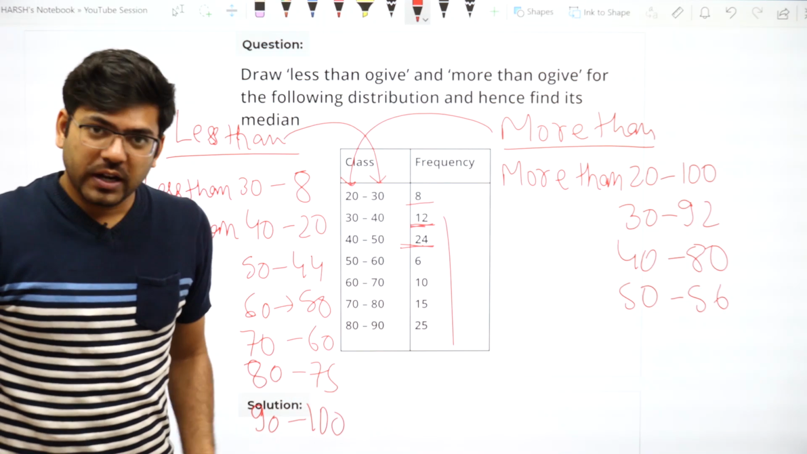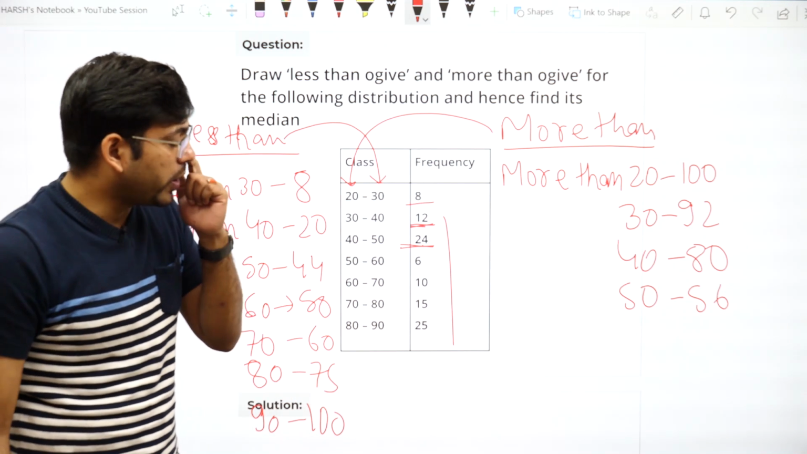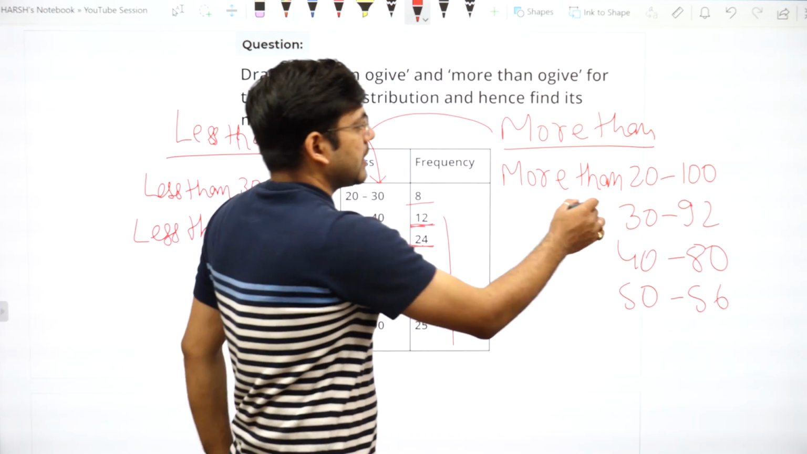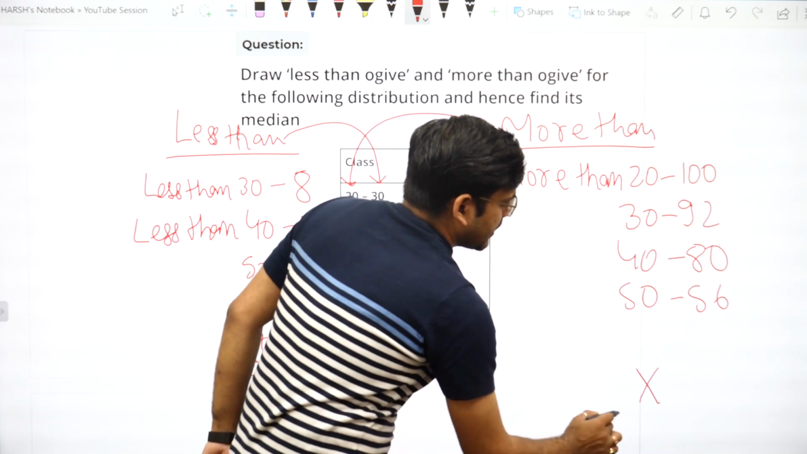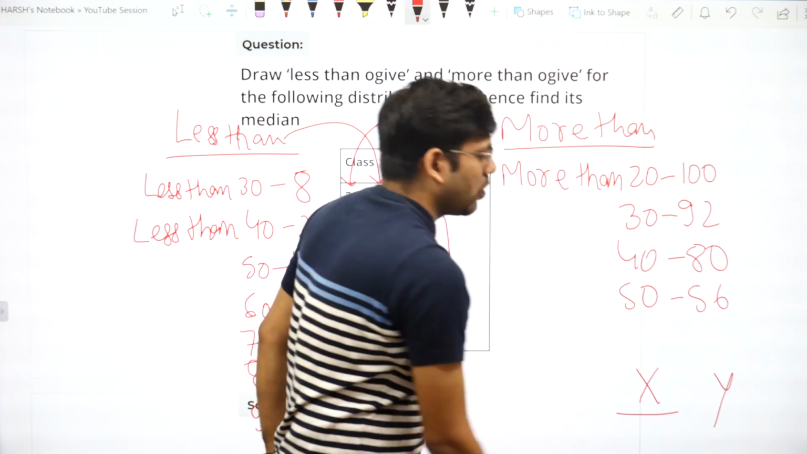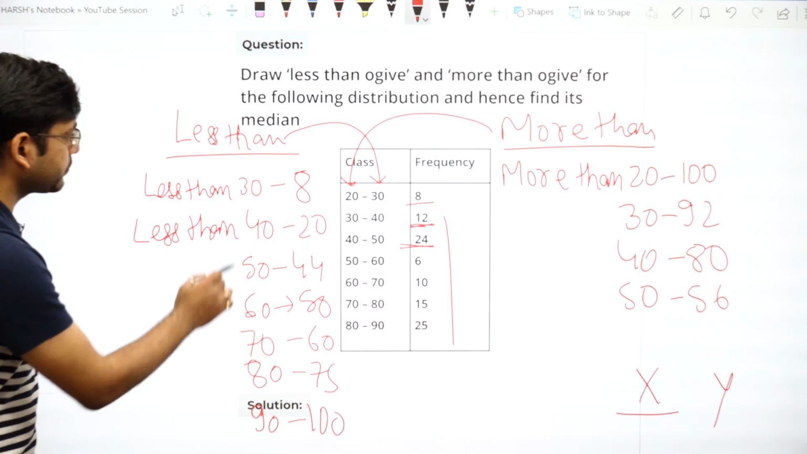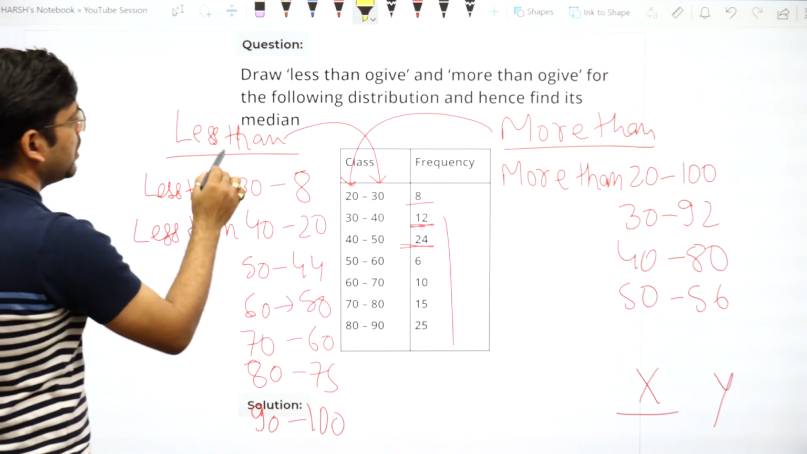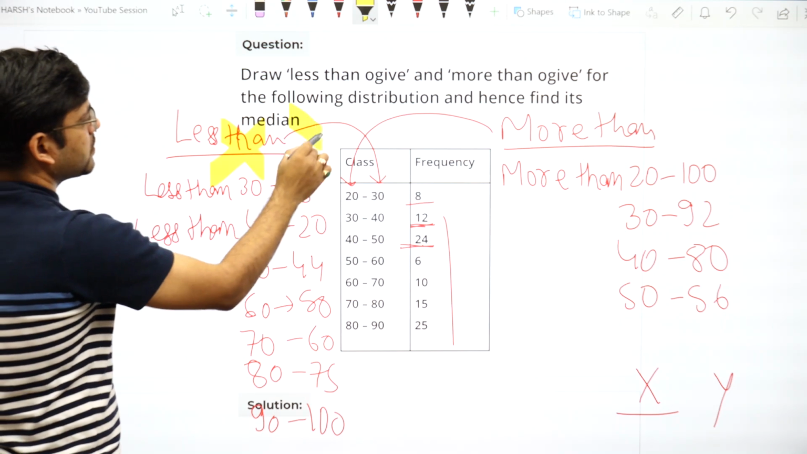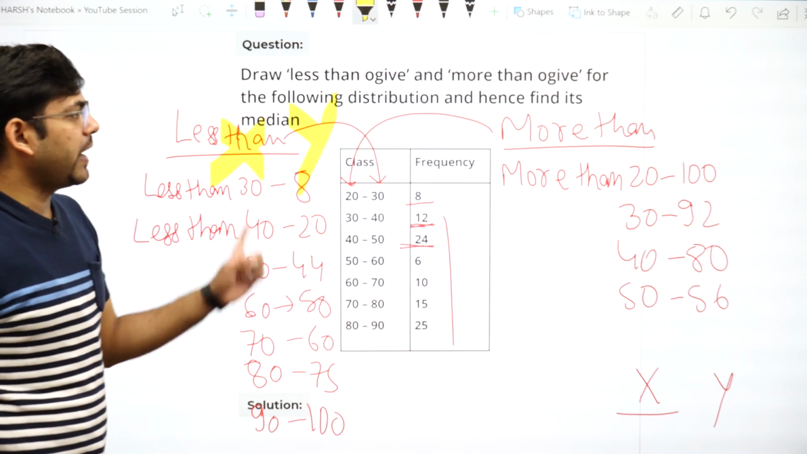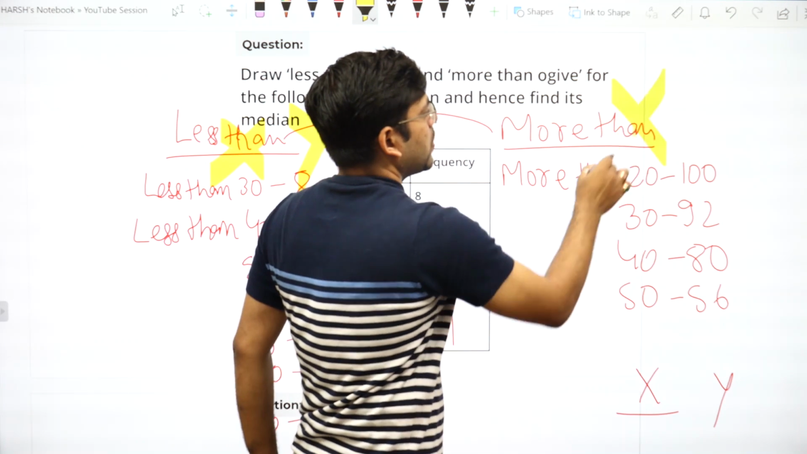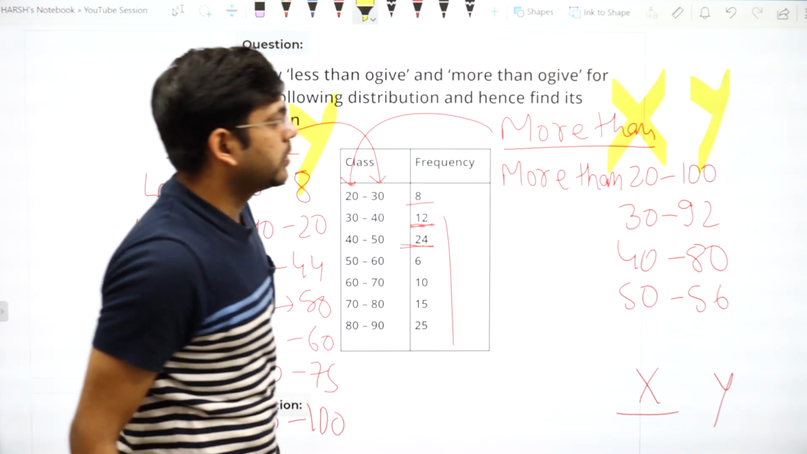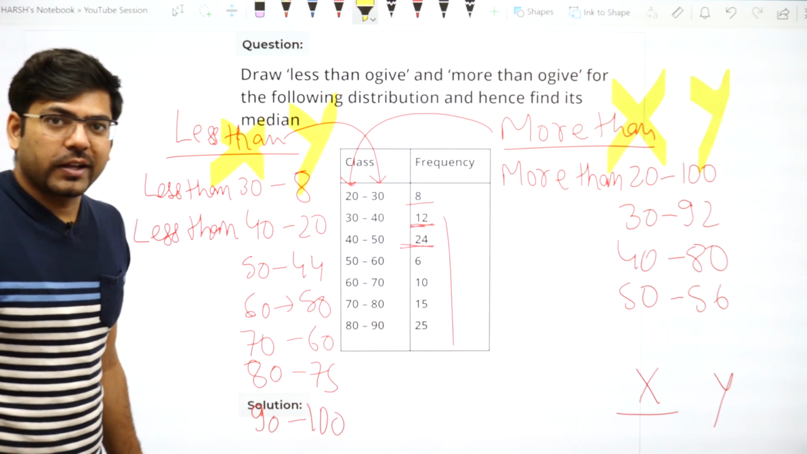Now how to draw the graph? The important thing for drawing the graph: always remember that this will be always your x coordinate and this will be always your y coordinate. Similar here, I'm writing using another color. This will be your x coordinate and this will be your y coordinate. Here also x coordinate and y coordinate. So this will be looking like this.